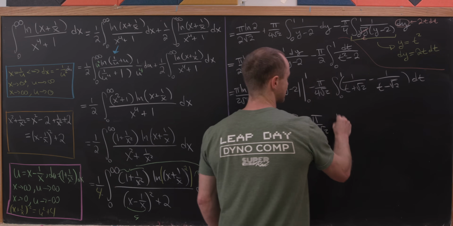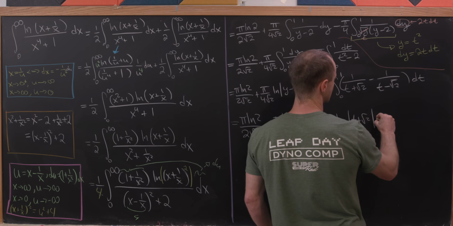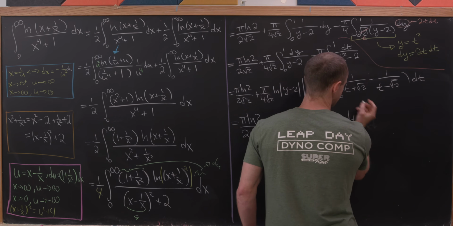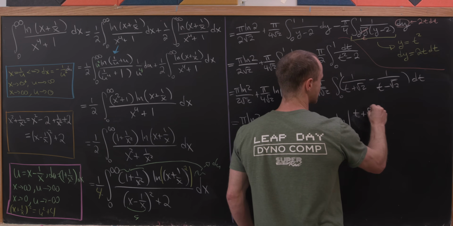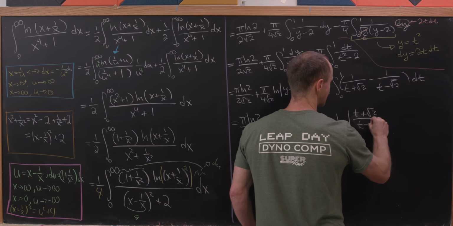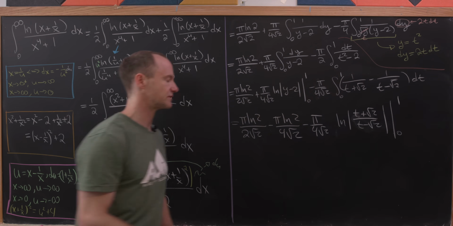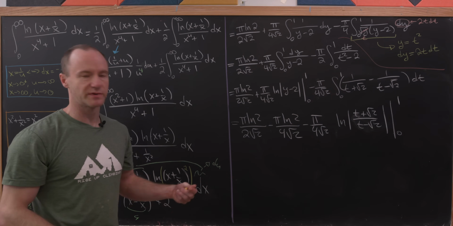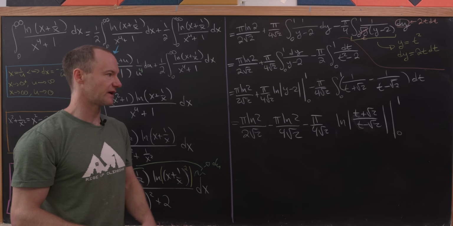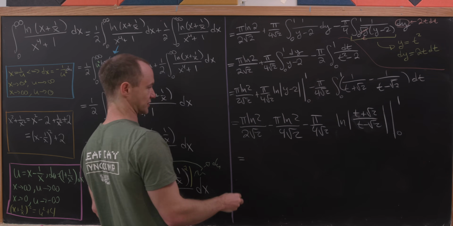And then this is going to be the natural log of the absolute value of t plus the square root of 2 minus the natural log of t minus the square root of 2. So we could write that as t plus root 2 over t minus root 2, using logarithm rules, and then we have to evaluate that from 0 to 1. Notice evaluating that at 0 will give us 0 because we'll get the natural log of 1. So evaluating that at 1 is the only important piece of information.